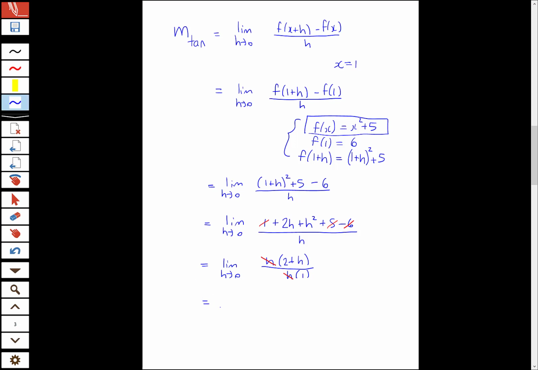And notice that at each step we're keeping that limit expression on there. So we're still talking about the limit as h goes to 0 of 2 plus h over 1, or in other words, just 2 plus h.